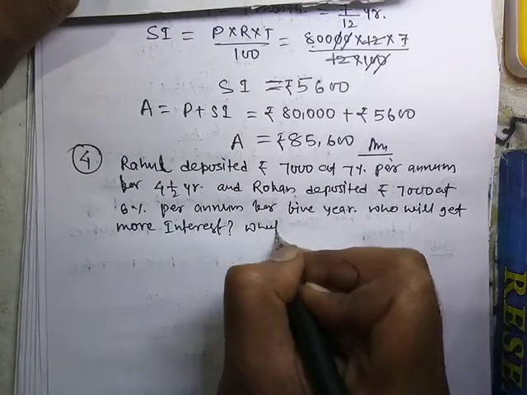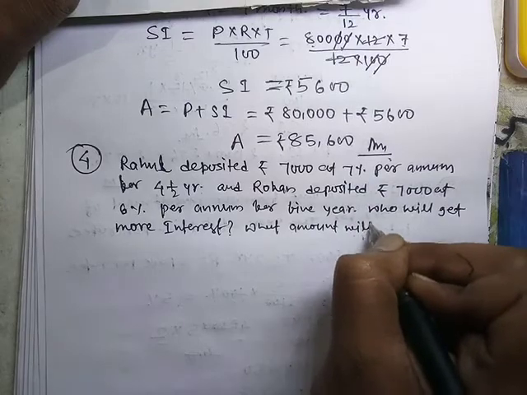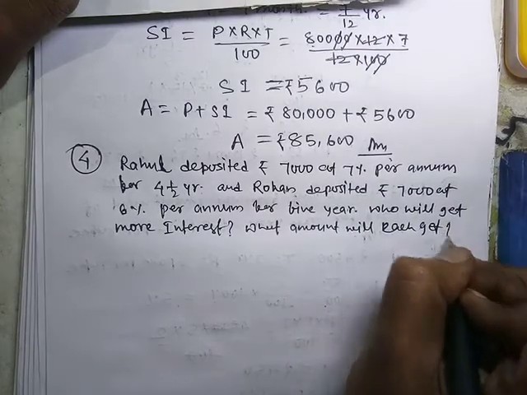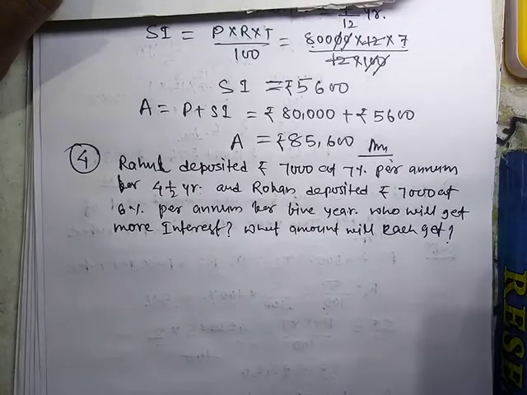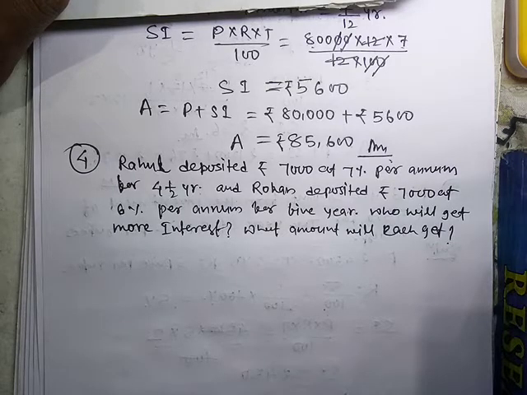What amount will each get? Here the question is: Rahul deposited rupees 7,000 at 7% per annum for 4.5 years, and Rohan deposited rupees 7,000 at 6% per annum for 5 years. Who will get more interest? What amount will each get?